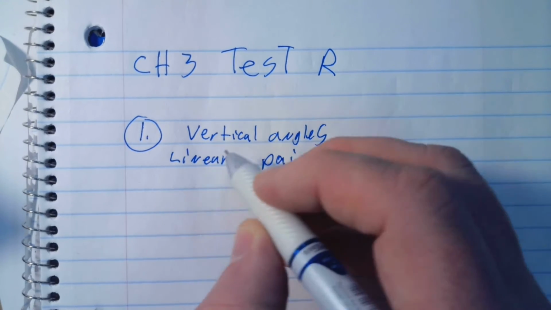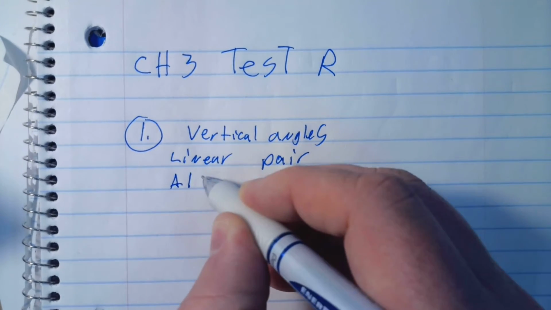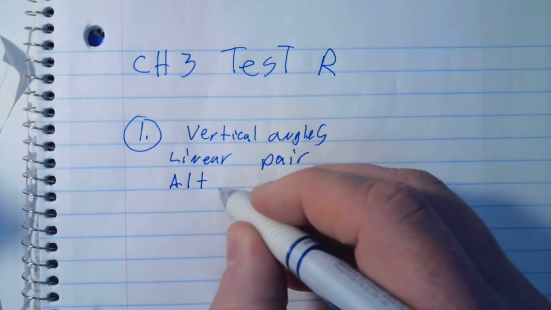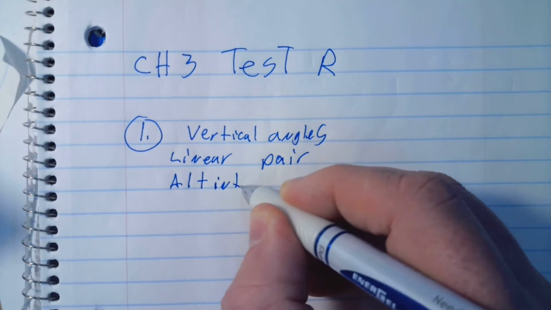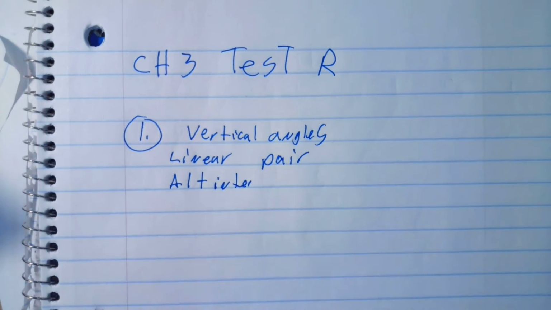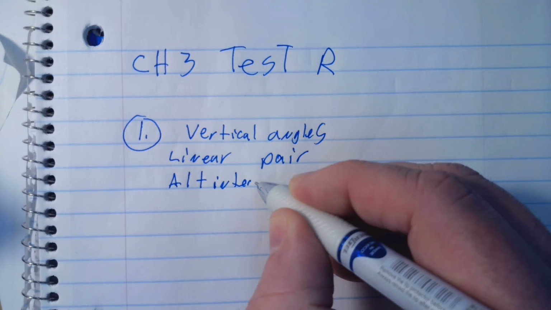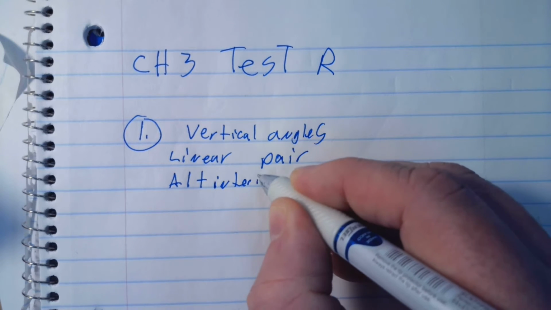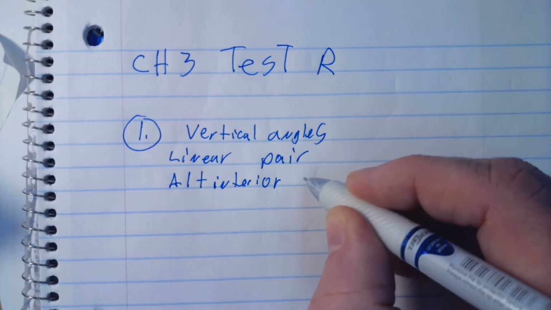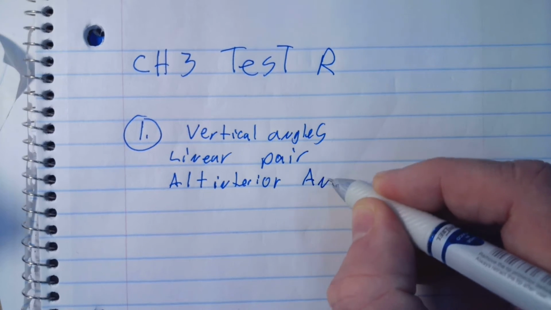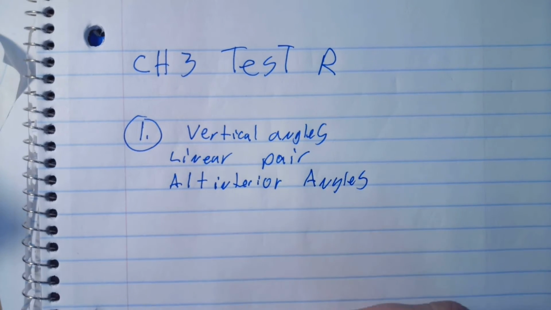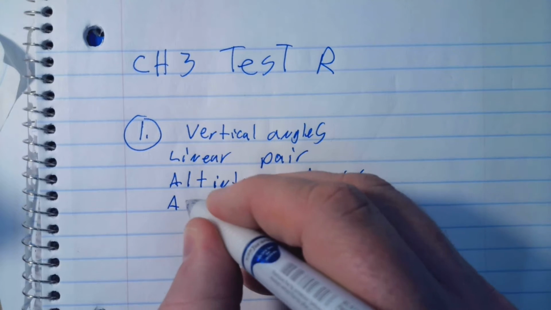We need to know what alternate interior is. Make sure I got all the stuff written down, because these are one of the things you're going to have to study, both vocabulary and the math. So alternate interior angles. I butchered that word pretty well. Alternate exterior angles.